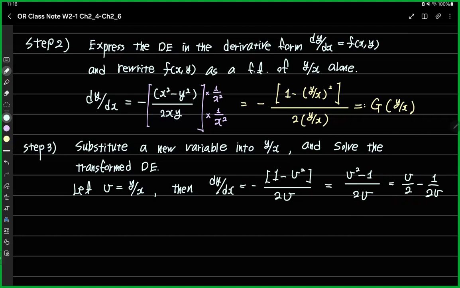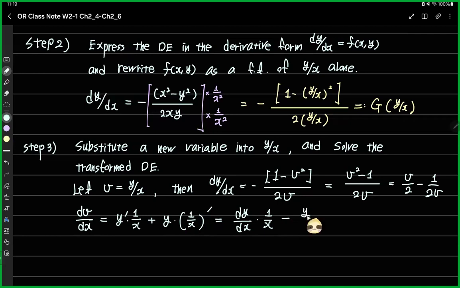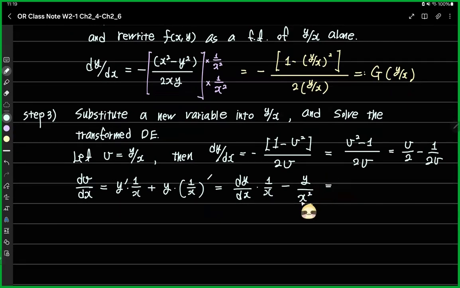Now what are we going to do? We need to find the relationship between dy/dx and dv/dx. So we apply implicit differentiation to find it. dv/dx is the derivative of y over x with respect to x, which is y prime times 1 over x, plus y times the derivative of 1 over x, which is minus y over x squared. Since y over x is v, we can express this in terms of v: dy/dx times 1 over x minus v times 1 over x.